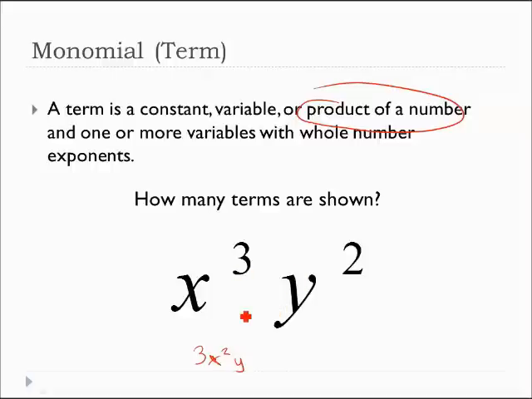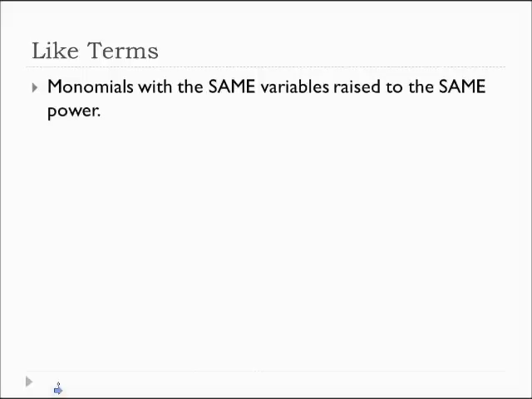So hopefully you're seeing that a lot of these things you might look at and say, oh, there's two different things there. It's actually one thing if they're all being multiplied. Okay? So now let's talk about like terms. What makes things like terms?